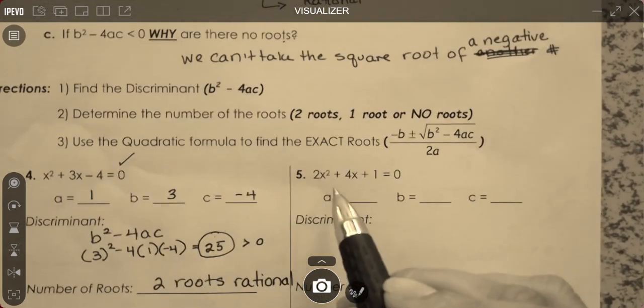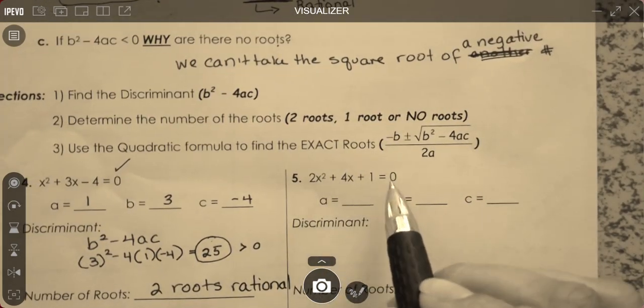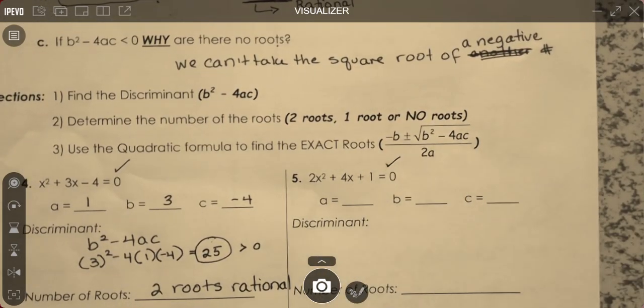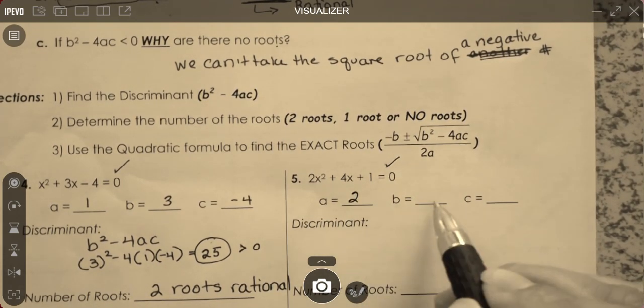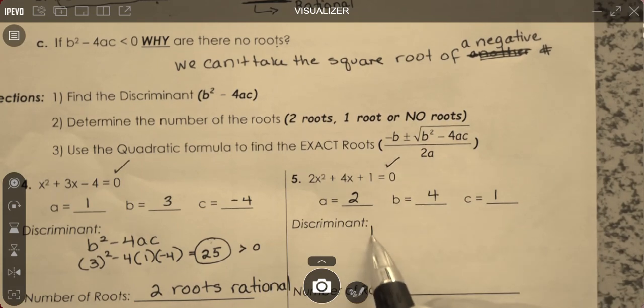All right, this one, 2x squared plus 4x plus 1 equals 0. Please make sure that you have all terms on the left. And your a, b, c is 2, 4, 1. Go ahead and calculate your discriminant.